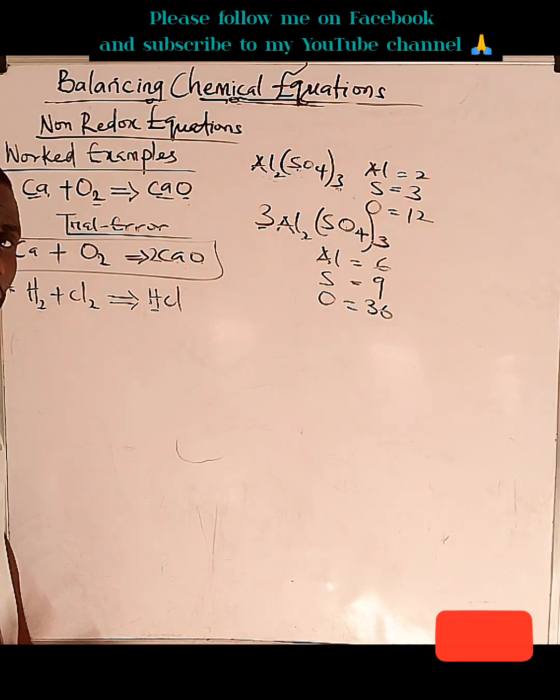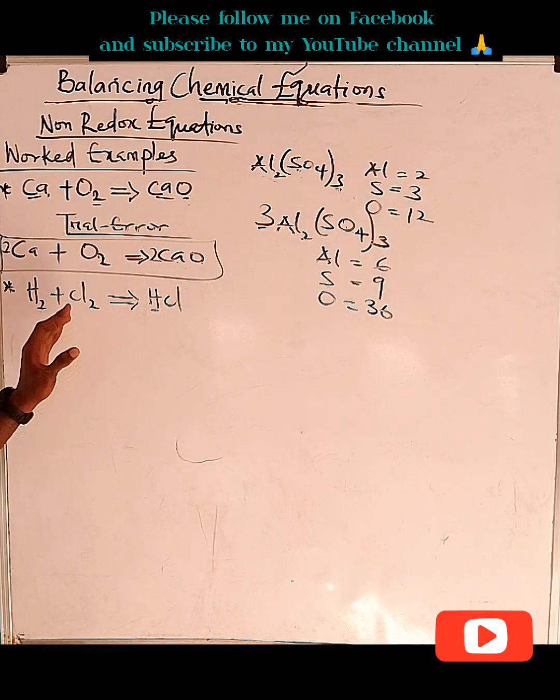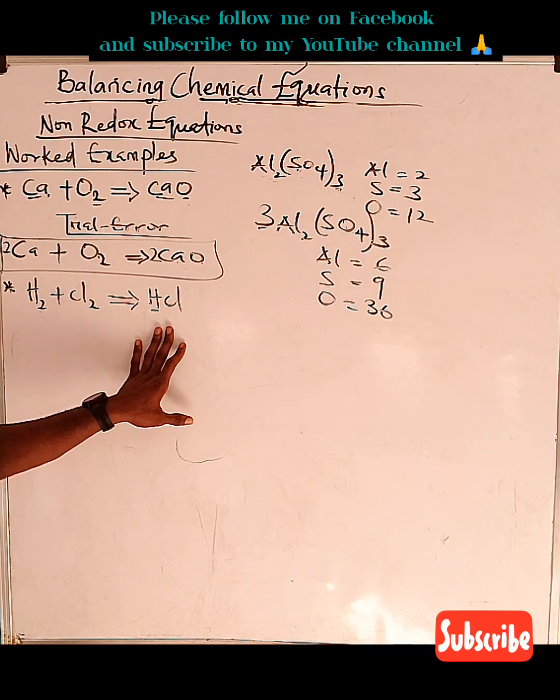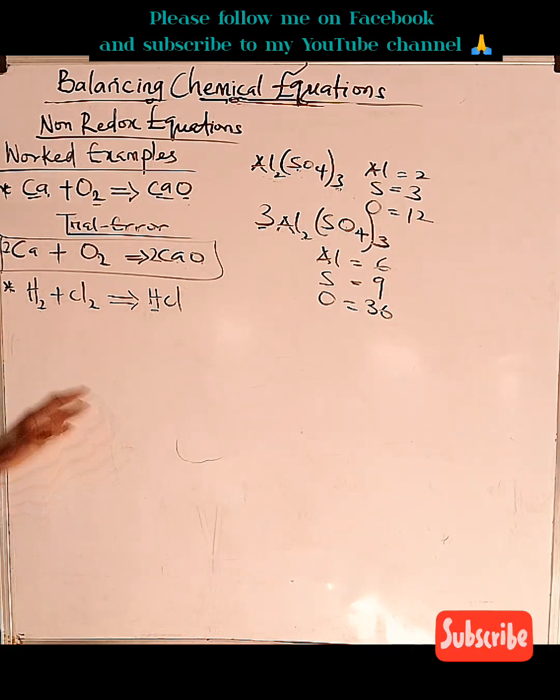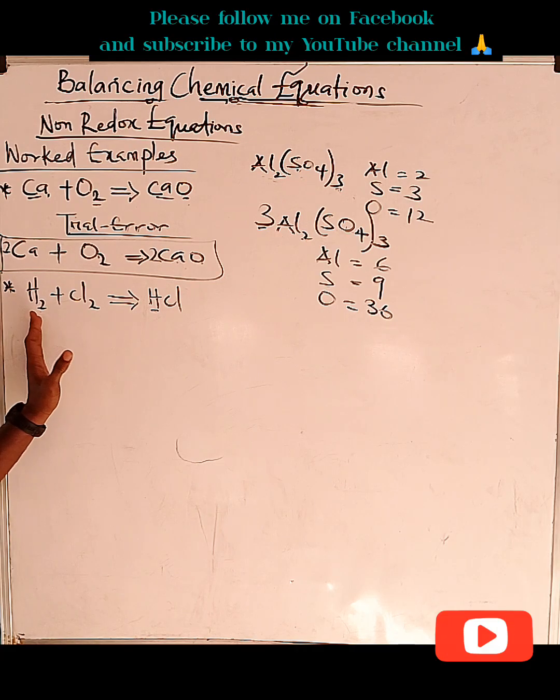Okay, guys, here's another worked example. We have worked example 2. We have hydrogen gas, a molecule, plus chlorine gas, another molecule, both combining together to give us hydrochloric acid, HCl. So is this very equation balanced? For us to get this balanced, we're going to check first the amount of atoms of the reactant element, both on the reactant side and on the product side.